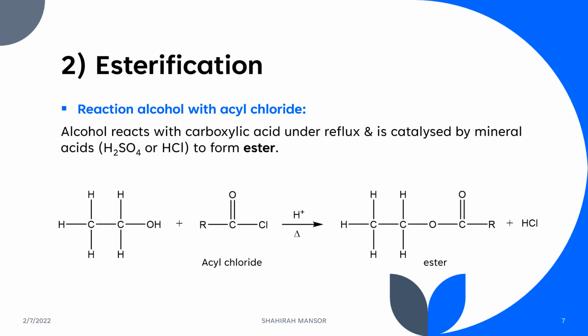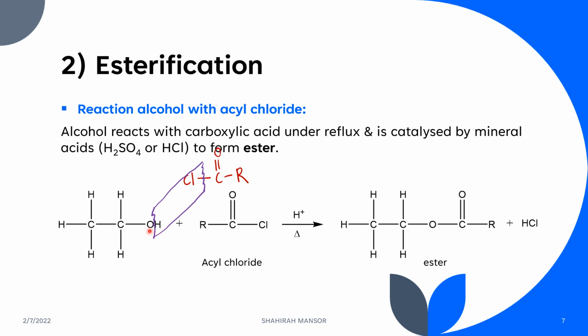Dalam alkohol kita akan break antara O dan juga H. Okay, dalam acyl chloride, okay, lukis balik bentuk yang mudah untuk kita combine. So dalam acyl chloride kita akan break bonding antara C dengan Cl. Okay, kalau carboxylic acid tadi pecah antara C dan juga OH, dalam acyl chloride kita pecahkan antara C dan juga Cl. So yang kita pecahkan yang ni akan keluar sebagai byproduct. So this O remaining akan combine dengan this carbon.